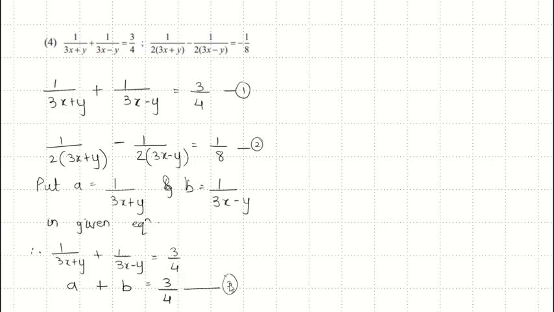Okay. Now the second equation. What is the second equation? 1 upon 2 into 3x plus y minus 1 upon 2 into 3x minus y is equal to minus 1 upon 8. Please note down the signs while writing down the equations. Here we forgot to write down the minus sign. Okay. So 1 upon 3x plus y, what will we get it as? But we have number 2 in the denominator. So this is 2a.